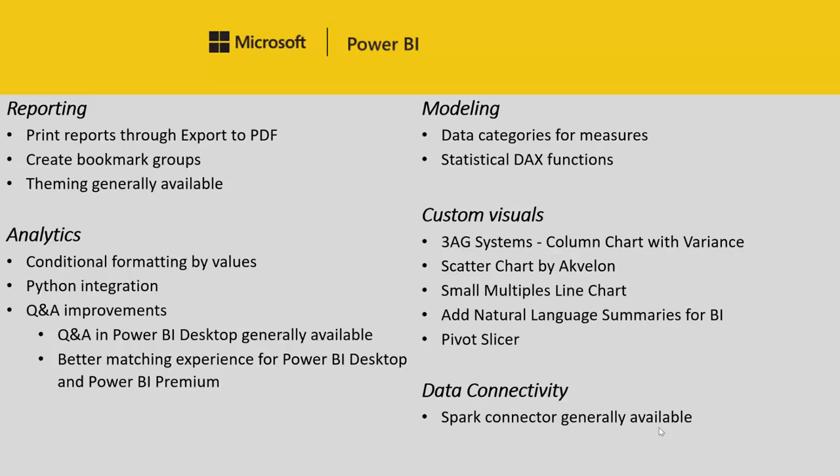The first of the new custom visuals this month is the 3AG Systems column chart with variance. This visual is all around the ability to compare two numbers, like forecast versus actual or actual versus previous month over some time, and be able to see the variance between them. So let me show you their sample.